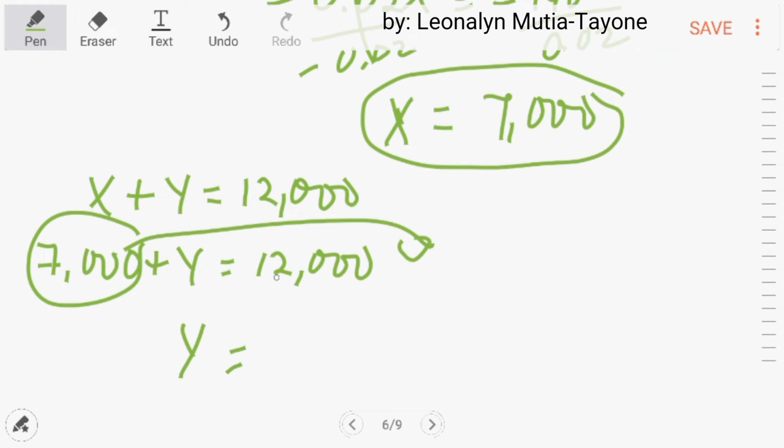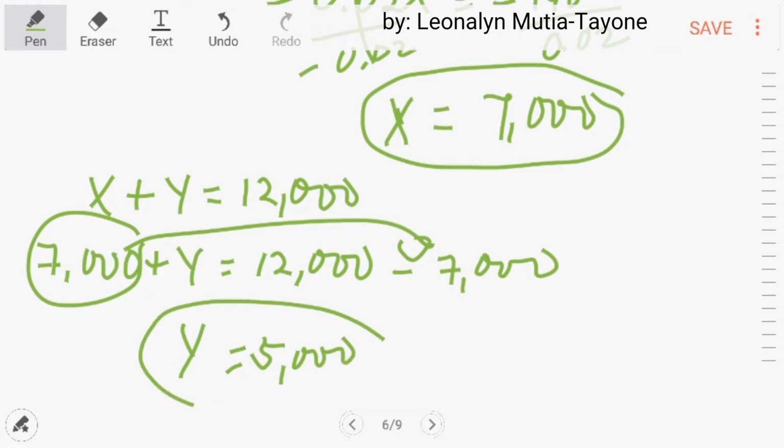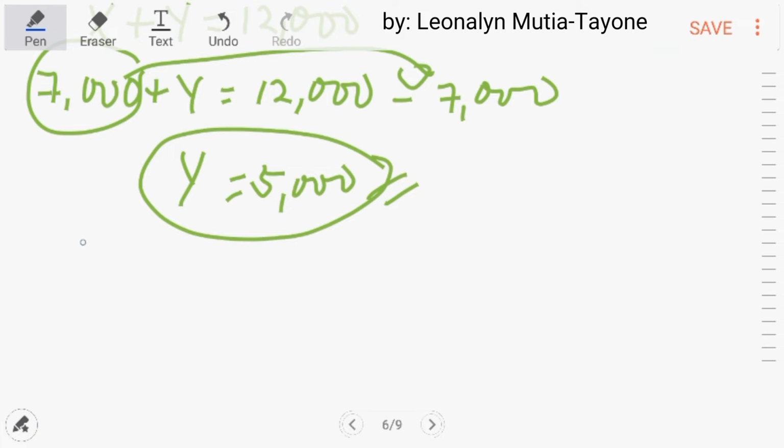Transpose mo dyan sa kabila, that means 12,000 minus 7,000. And that is 5,000. So, ang answer dito, ang value ng x is 7,000. Ang value ng y is 5,000. Now, let's double check.